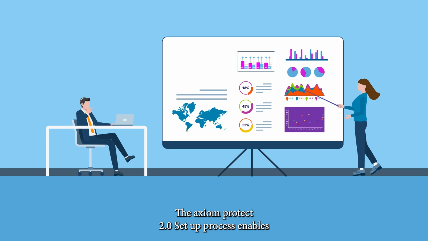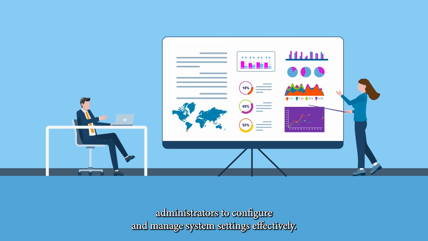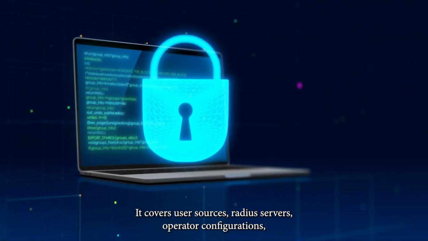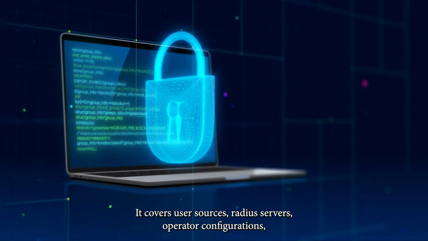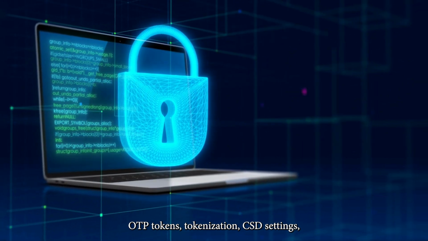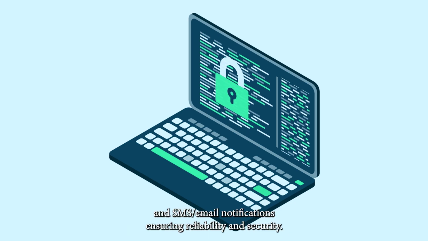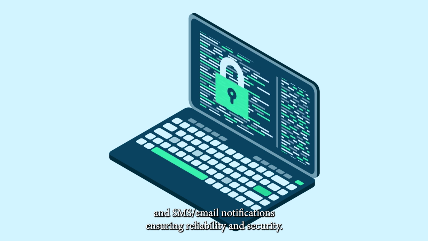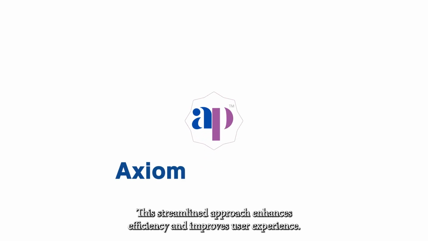The Axiom Protect 2.0 setup process enables administrators to configure and manage system settings effectively. It covers user sources, Radius servers, operator configurations, OTP tokens, tokenization, CSD settings, and SMS/email notifications, ensuring reliability and security. This streamlined approach enhances efficiency and improves user experience.